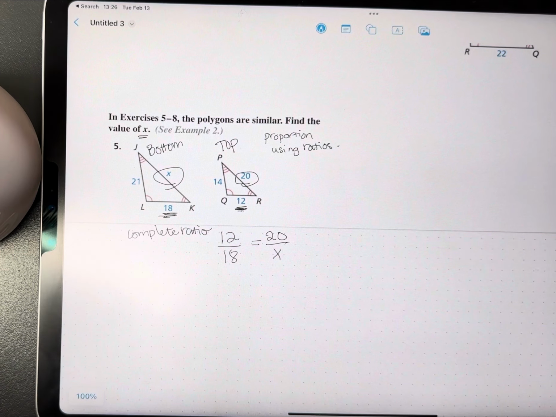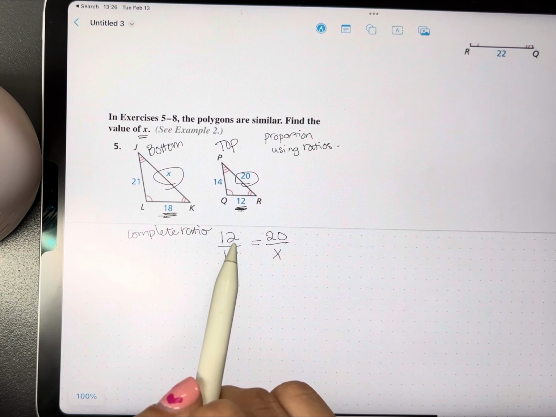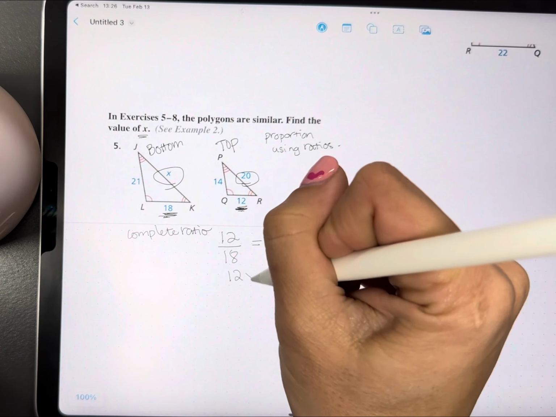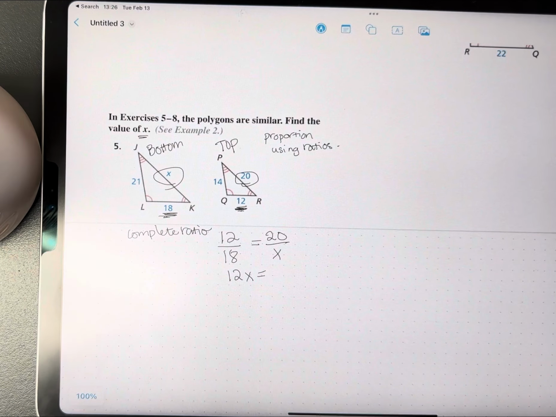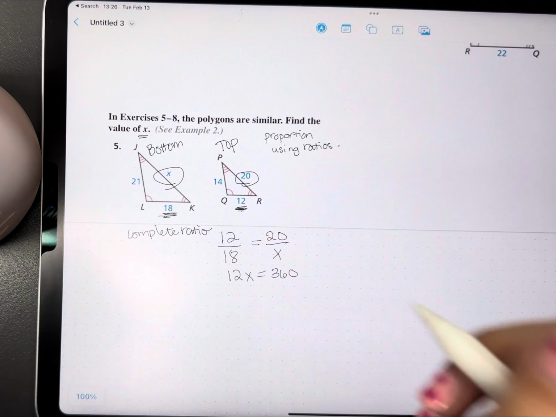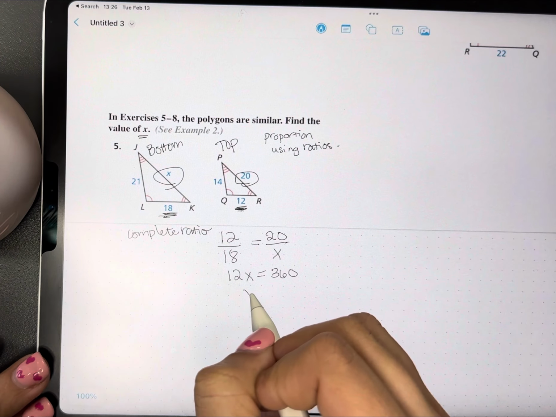And this solves it for me from here. It would have been easier if I reduced this. The cross multiplication would have come out nicer. But that's okay. 12x equals 18 times 20, which is 360. And then we divide by 12, and we get 30.